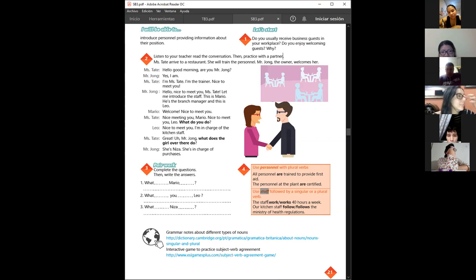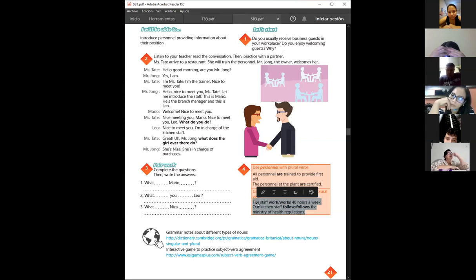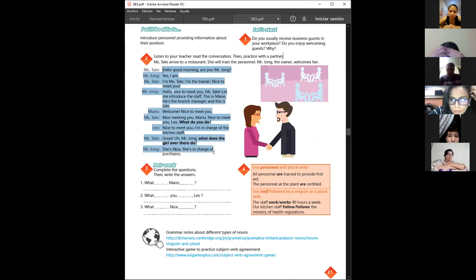And staff, we use with a singular or plural verb. For example, the staff work 40 hours a week, or the staff works 40 hours a week. Our kitchen staff follow the Ministry of Health regulations, or our kitchen staff follows the Ministry of Health regulations. So remember, we use staff with singular and plural, and personnel only with plural. Okay, I'm going to go over the conversation and then we're going to practice together.